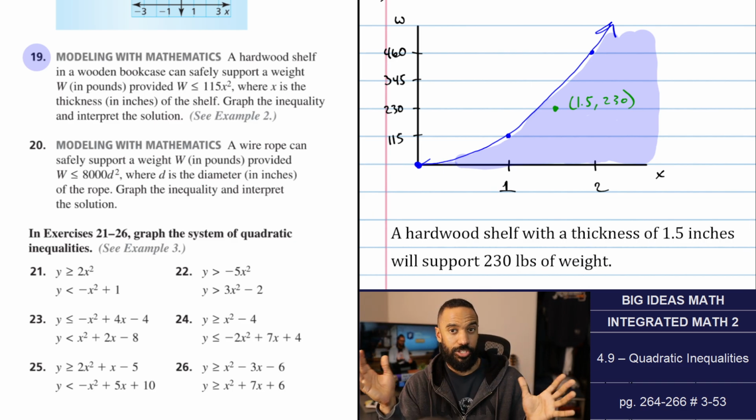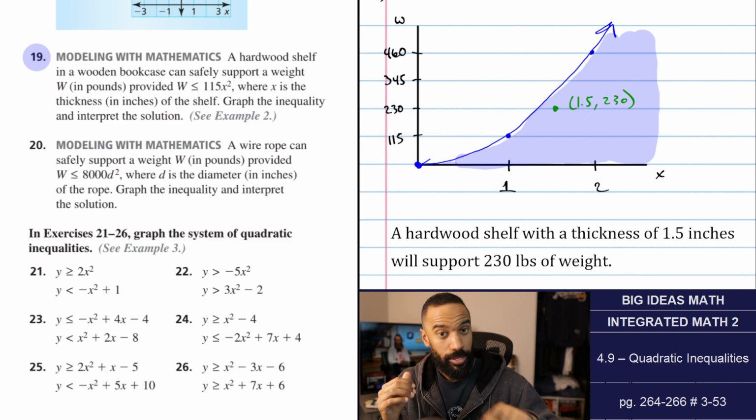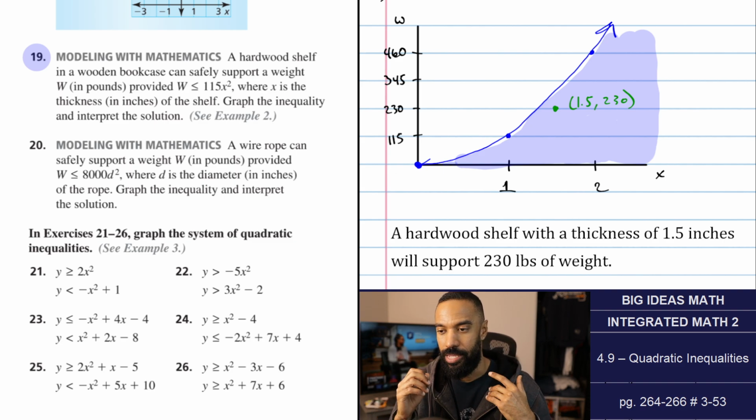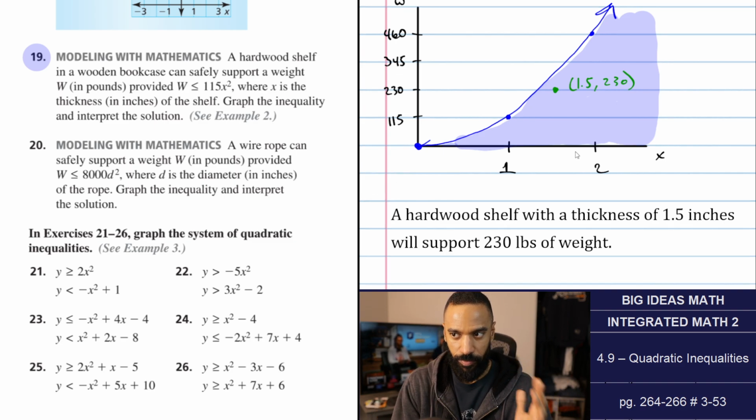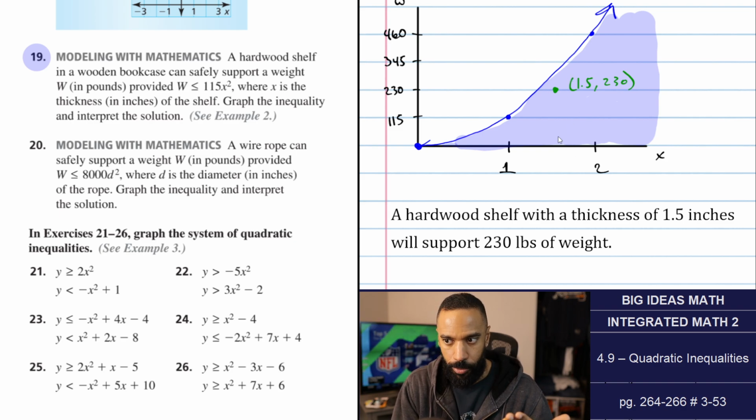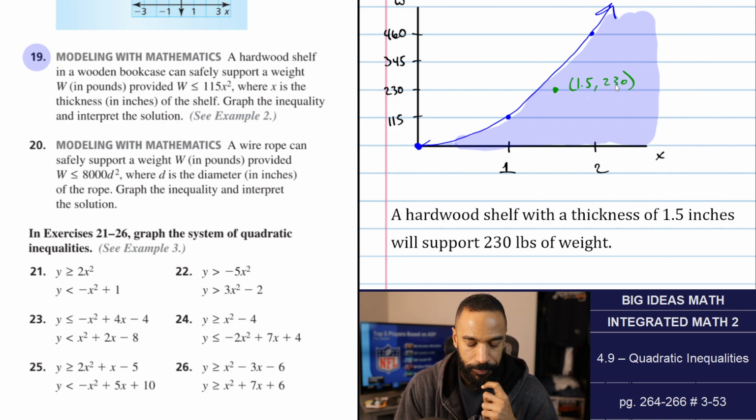Anything that's in this shaded area plus the solid curve will be supporting that weight. And 1.5, halfway between 1 and 2, all that should be within that range.